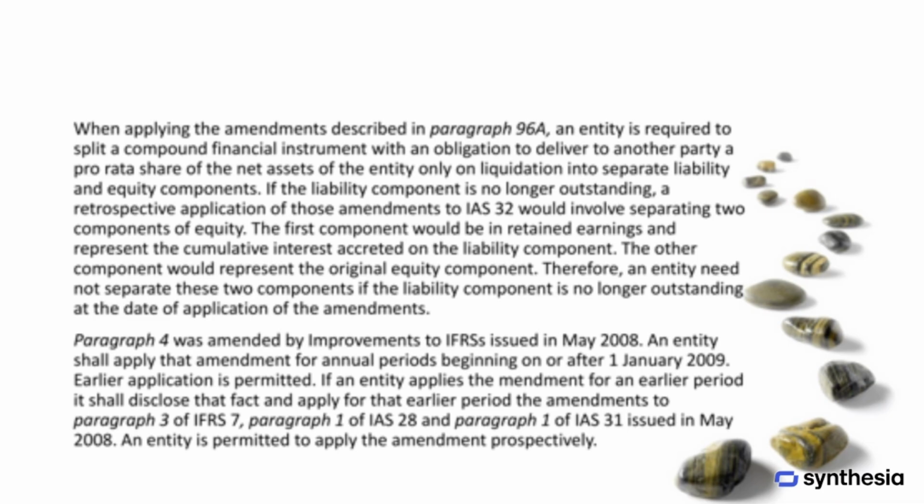Paragraph 4 was amended by the improvements to IFRSs issued in May 2008. Entities are required to apply this amendment for annual periods beginning on or after January 1st, 2009, although earlier application is permitted. If an entity applies the amendment for an earlier period, it must disclose that fact and also apply for that earlier period the related amendments to paragraph 3 of IFRS 7, paragraph 1 of IAS 28, and paragraph 1 of IAS 31 as issued in May 2008. Entities are also permitted to apply the amendment prospectively.